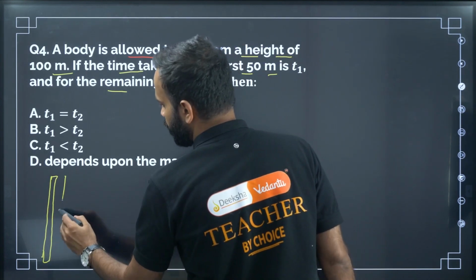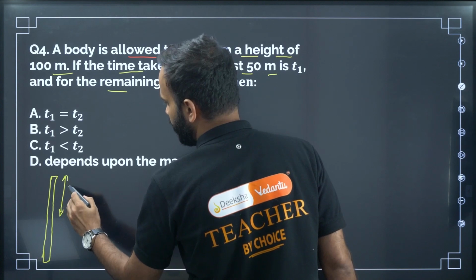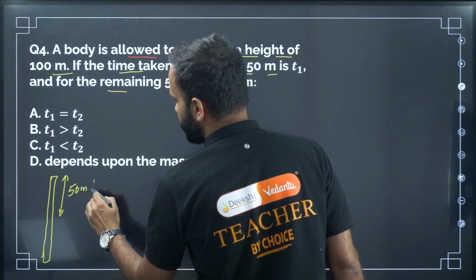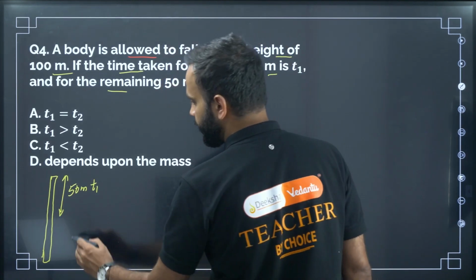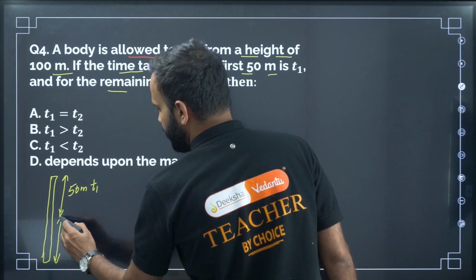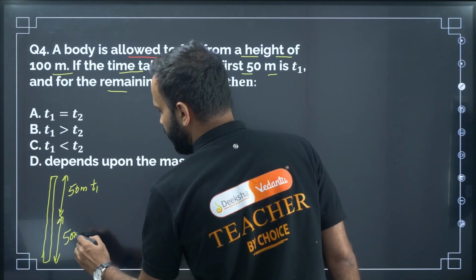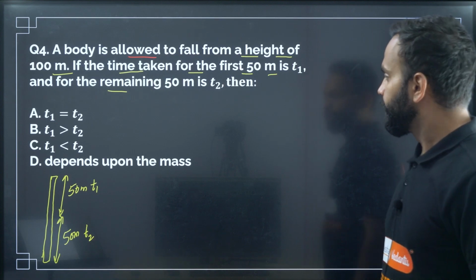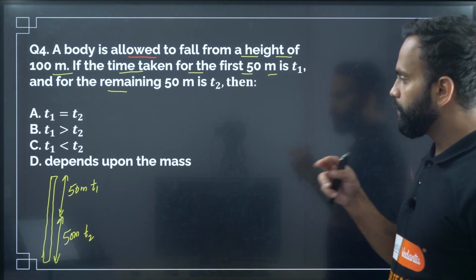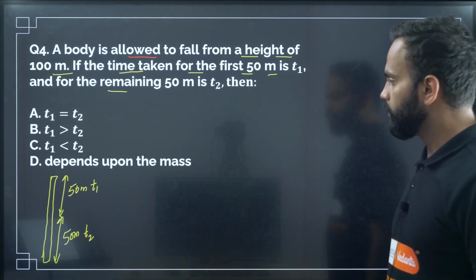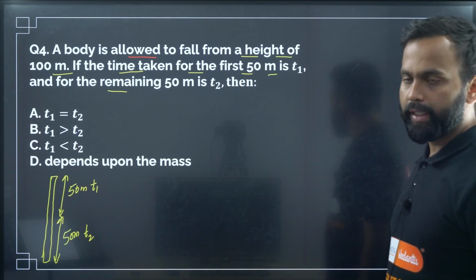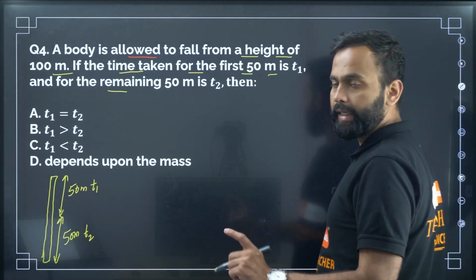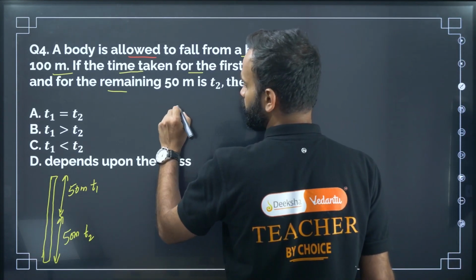Okay, so the body takes time t1 to cover the first 50 meter distance, and then the body takes time t2 to cover another 50 meter distance. Now we need to find the relationship between t1 and t2. So now let us find t1. Apply the second equation of motion. What is the second equation of motion?